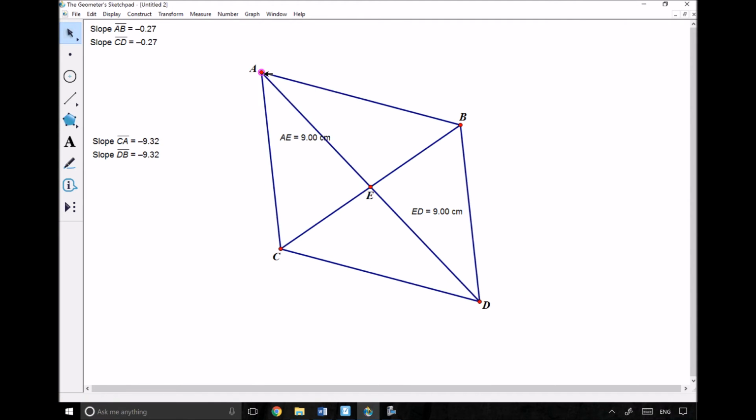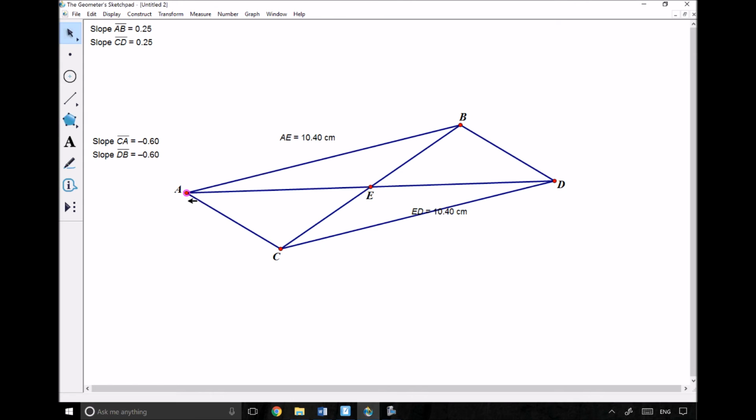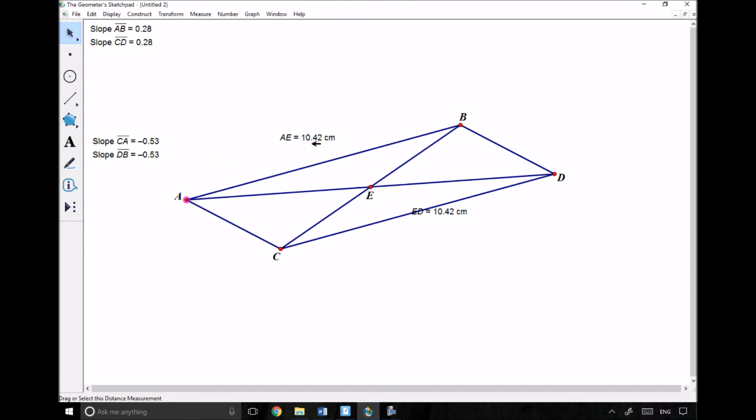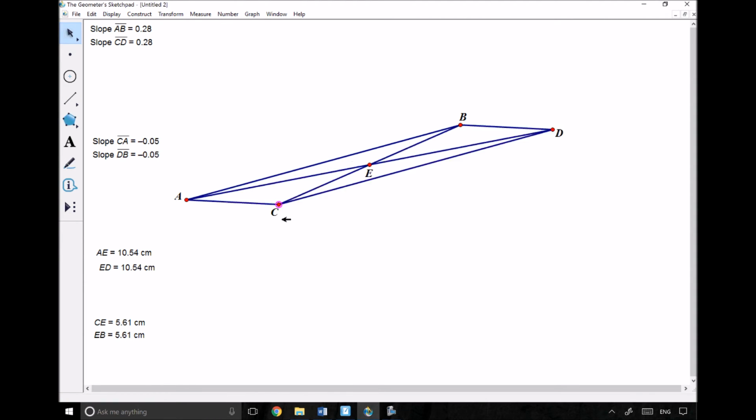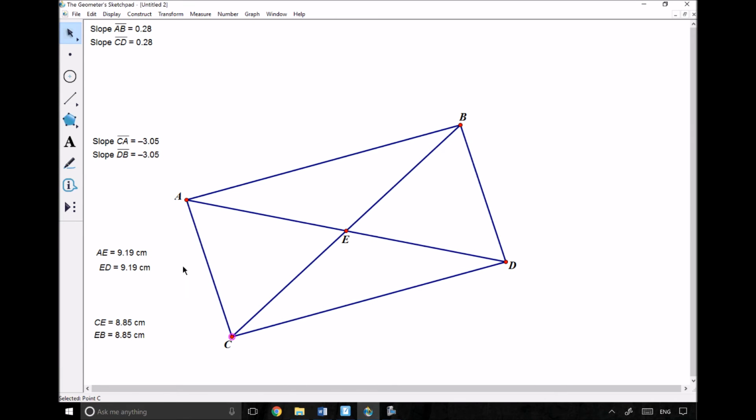If I move my vertices around, the lengths change, yes, but they're still always going to be the same as each other. So AE is always going to equal ED. And then I'm also going to measure the length of CE, and that's 6.19. So I'm going to guess that the length from E to B is also going to be 6.19, and it is. And again, when I move my vertices around, these values change, but the different pieces of my diagonal are always going to be equal to each other.